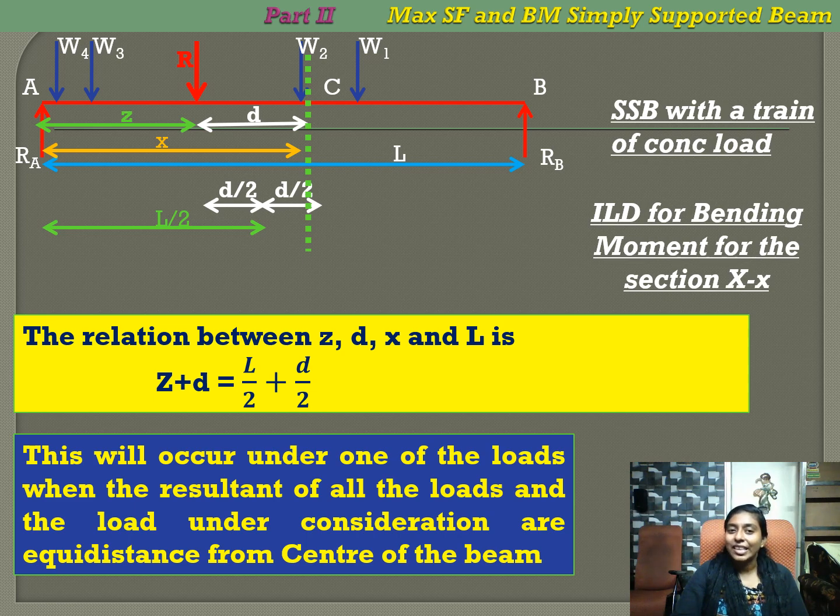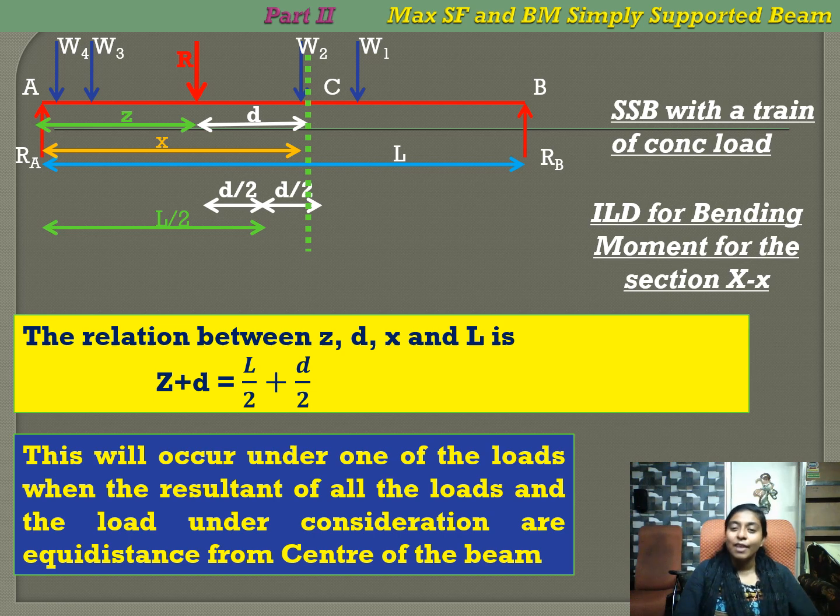So you can see Z plus d, that is, a section is shown. Z plus d is equal to L by 2 plus d by 2. So this will occur under one of the loads when the resultant of all the loads and the load under consideration are equidistant from the center of the beam.